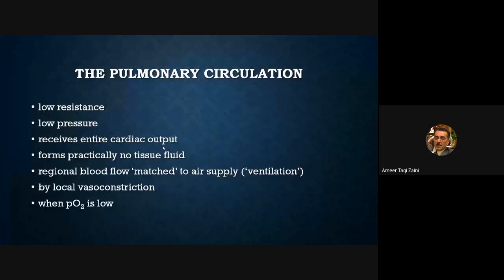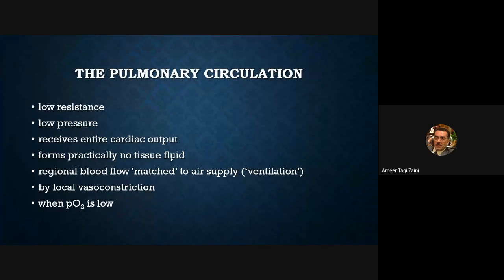The pulmonary circulation has different criteria than the systemic circulation. It is low resistance, low pressure, receives the entire cardiac output, and forms practically no tissue fluid in the alveolar capillaries. In the lungs, almost always our lungs are dry. The alveolar space contains no fluid, only gas.